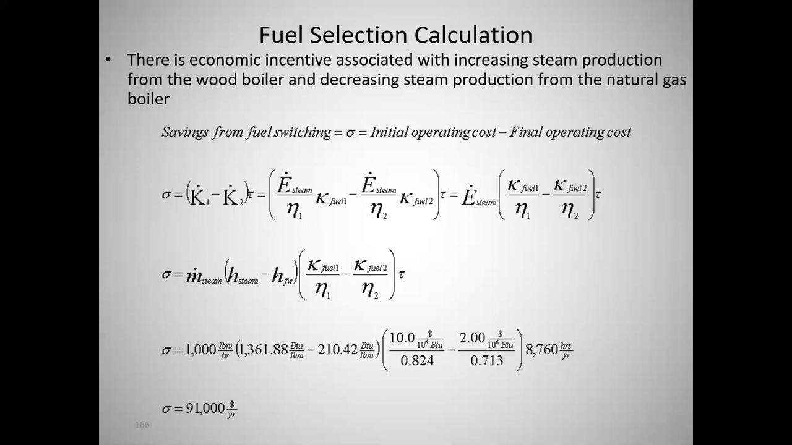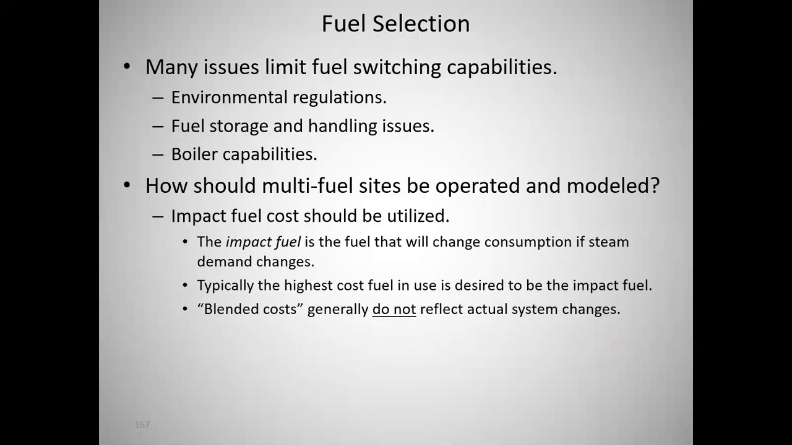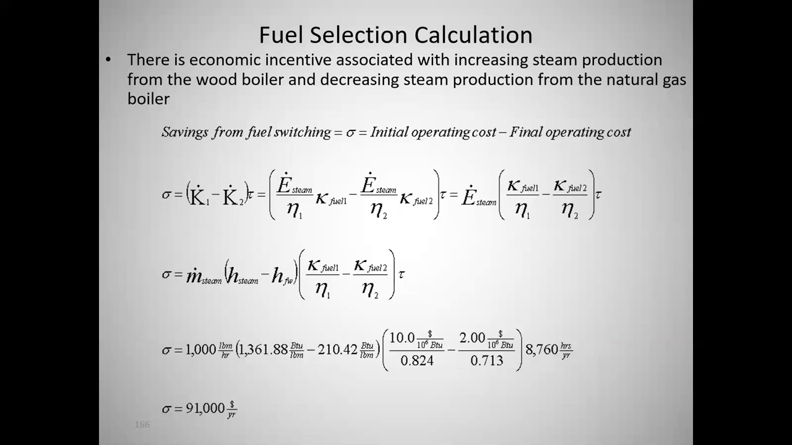The only thing that changes is now, on the green wood, I've got $2 per million BTUs and a boiler efficiency of 0.713. For every 1,000 pounds I switch, I save 91,000 a year. Whoa. Again, you got to worry about maintenance, maintainability, emissions, all those things have to be considered, but that could be compelling.